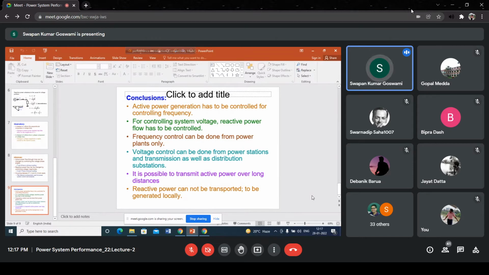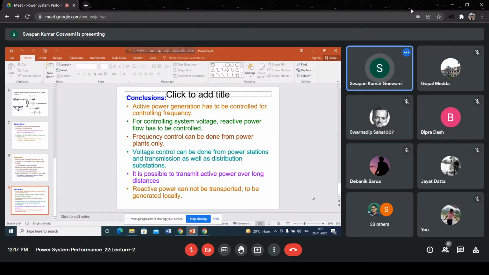That's why we are not talking about reactive power generation here. Rather, we are talking about the reactive power flow. Somehow through the transmission line, you have to limit the reactive power flow such that the voltage drop does not take place greatly. There will be voltage drop, but that drop will be minimized if you can control the reactive power flow.